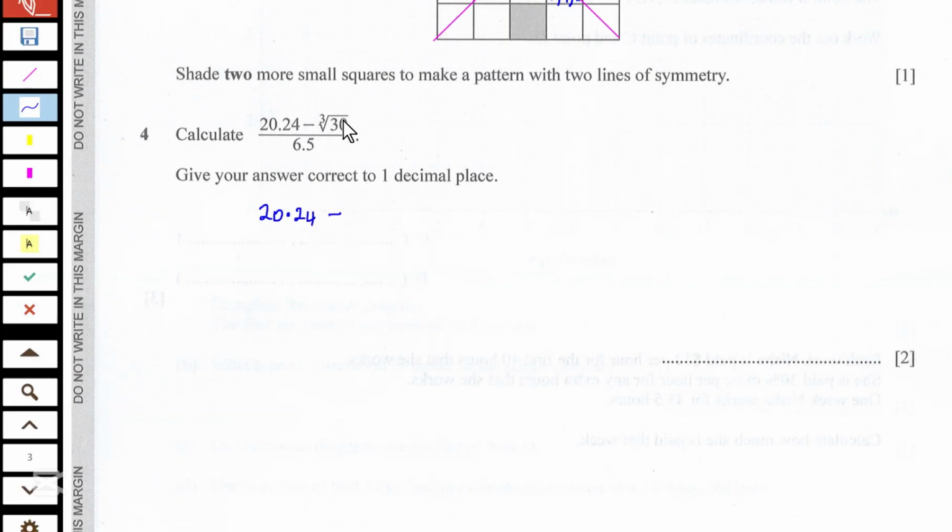using your calculator gives us 3.107. Now we're dividing this by 6.5 over 6.5. So that's 6.5. Now 20.24 minus 3.107 gives us 17.133.